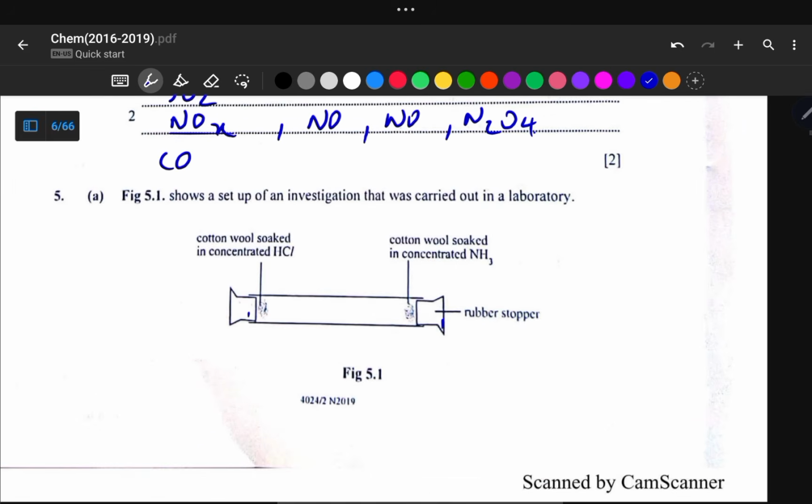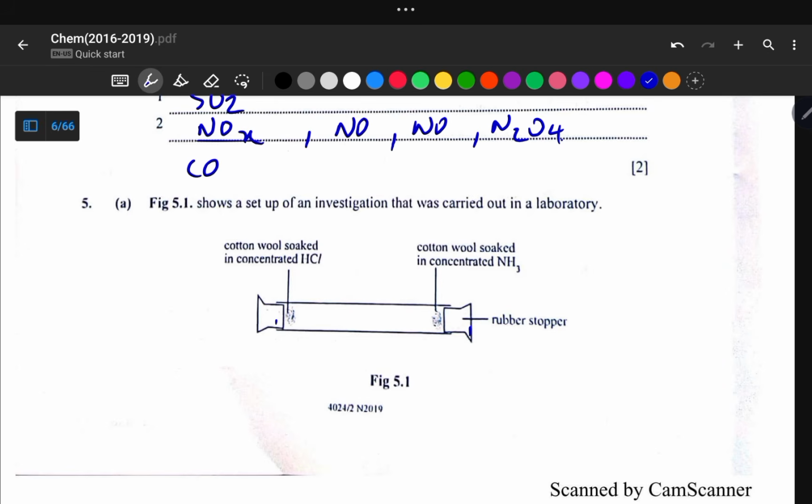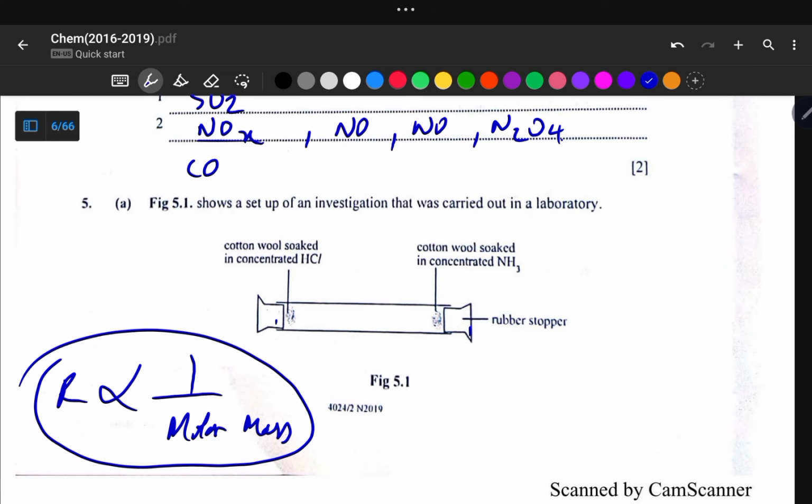This question is from the topic of diffusion. So we are being examined on the rates of diffusion, the factors which affect diffusion. So according to Graham's law of diffusion, the rate of diffusion is inversely proportional to molar mass, right? So this is Graham's law of diffusion. If the mass increases, the rate of diffusion decreases, and if the rate of diffusion increases, we have a smaller mass, or the particles in question are lighter in mass, right?